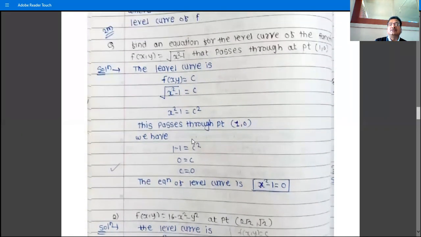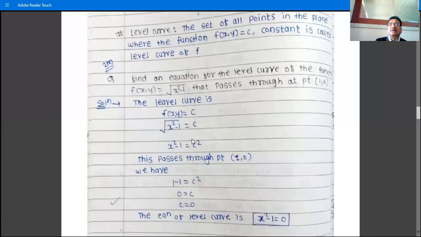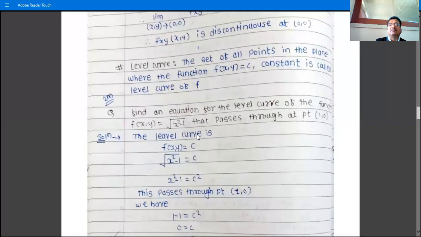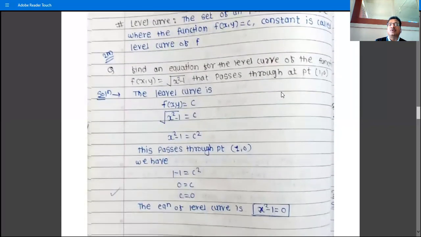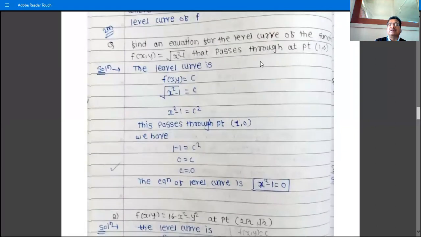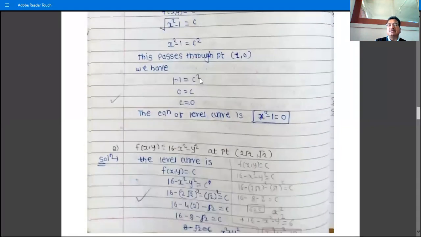So these are very simple problems, problems for 2 marks, and these are actually problems from the first chapter. So find the level curve. The question is, find the equation for the level curve. So level curve is what? The function is equal to constant, and find the value given that the curve passes through the point (1, 0). That is, this (1, 0) satisfies the equation, and this gives c is equal to 0.